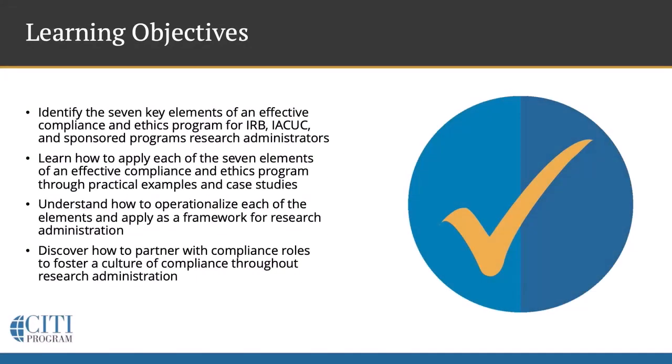The learning objectives for this webinar are to identify the 7 key elements of an effective compliance program for IRB, IACUC, and sponsored programs research administrators; learn how to apply each of the 7 elements through practical examples and case studies; understand how to operationalize each of the elements and apply them as a framework for research administration; and discover how to partner with compliance roles to foster a culture of compliance throughout research administration.